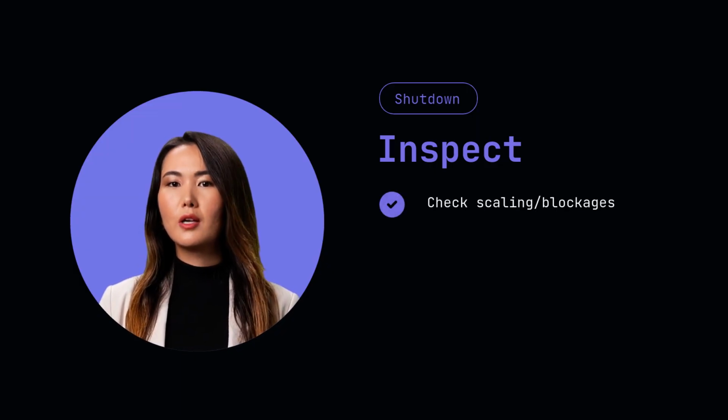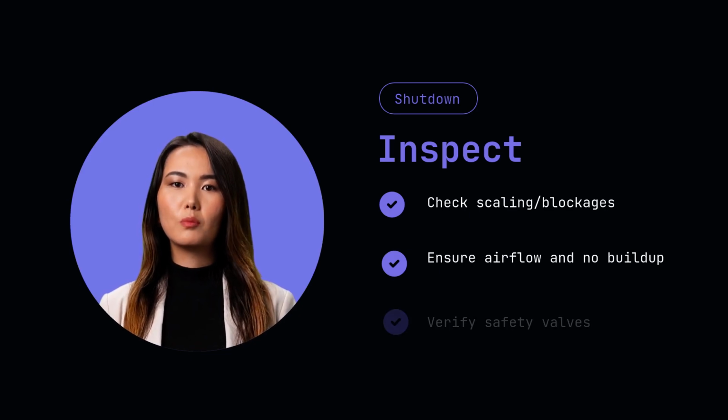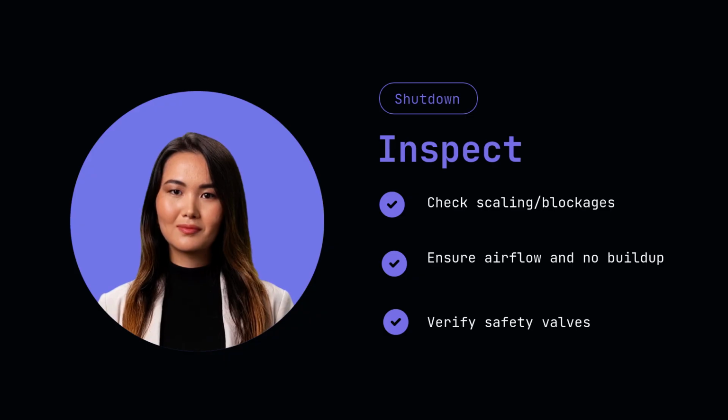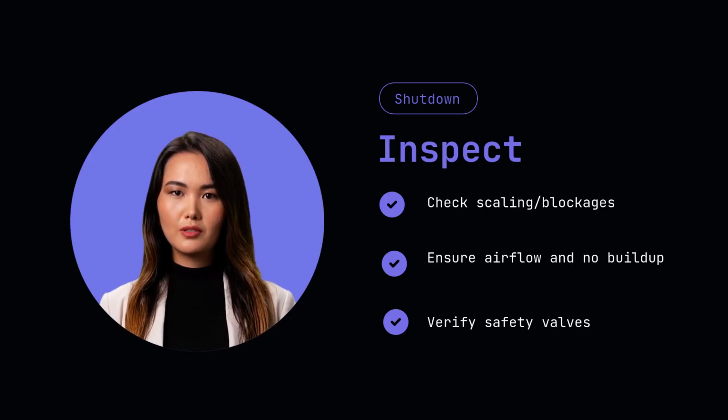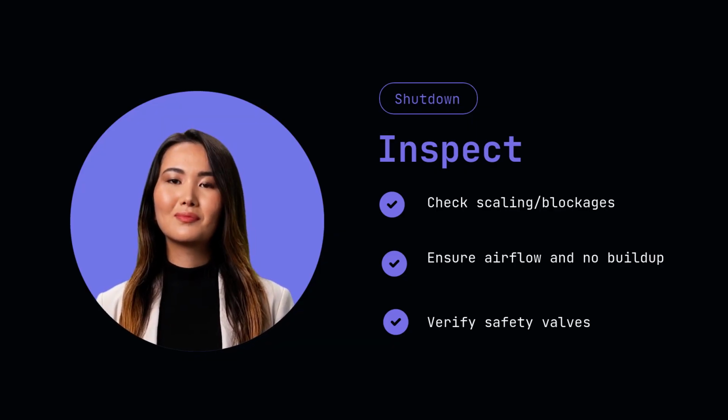Check for scaling or blockages. Ensure proper airflow and no buildup. Verify or replace safety valves as needed. Disassemble and clean the boiler completely. Test and replace worn parts and ensure all safety systems are certified and functioning properly.